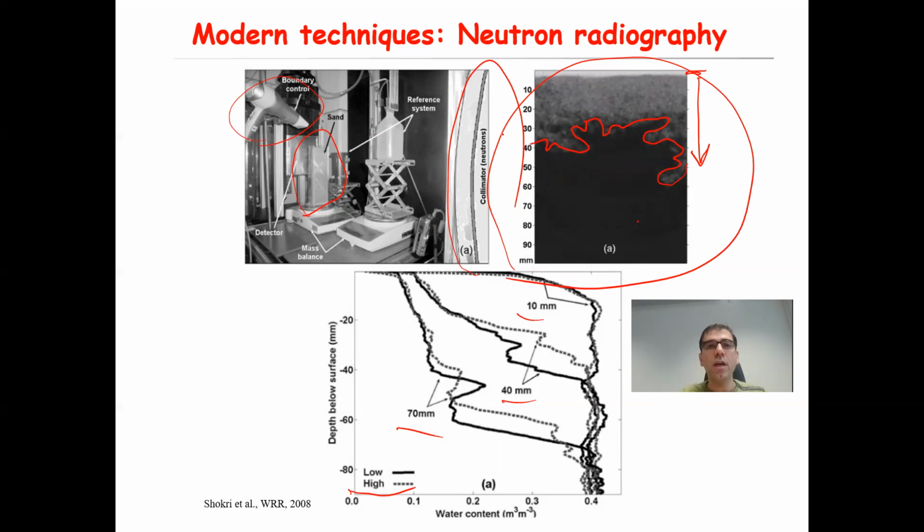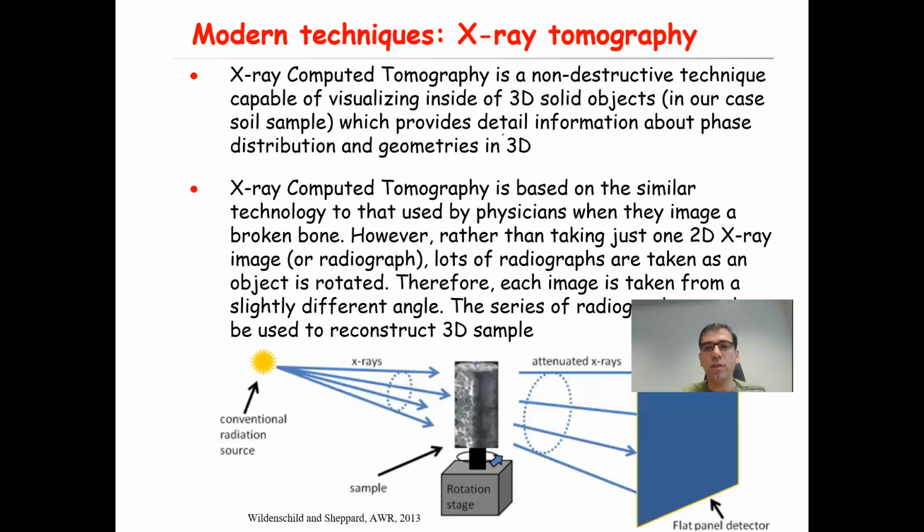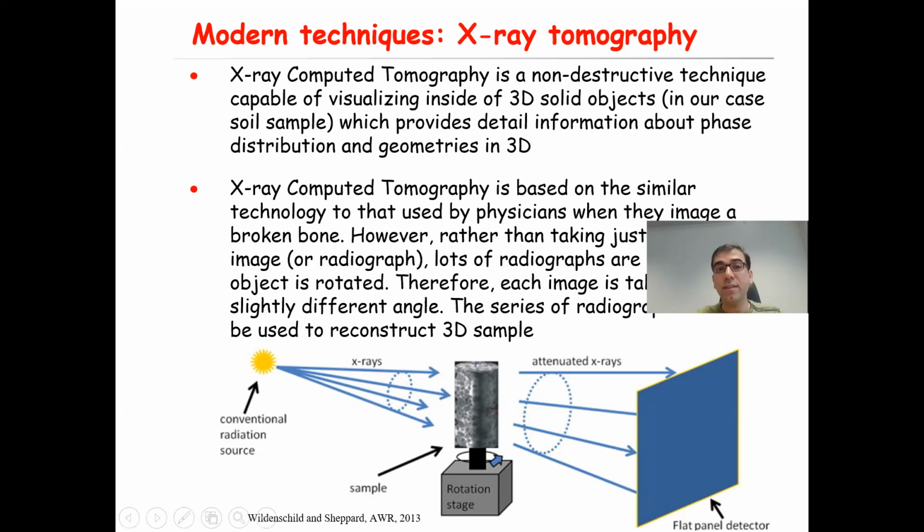So neutron radiography is one of the modern techniques to measure water content. Another one is the X-ray tomography. This is another non-destructive technique capable of visualizing inside of 3D solid objects, in our case soil samples, which provides detailed information about phase distribution and geometries in 3D.